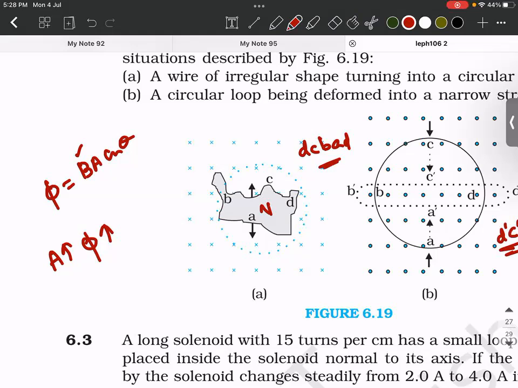To change the magnetic field, generally we can't do it directly. We change the current, and current will change the magnetic field. So this is how the topics are classified.